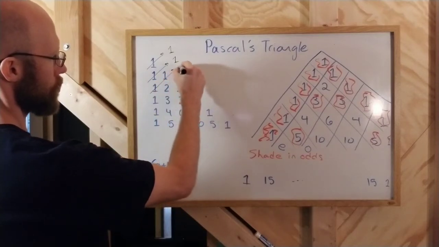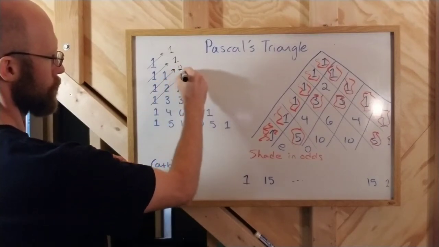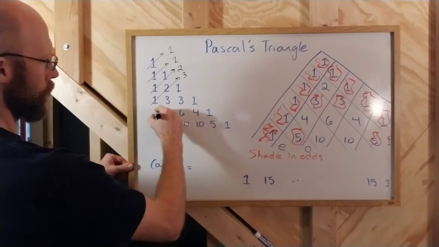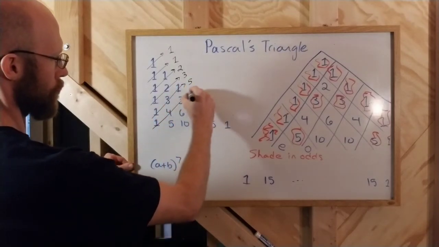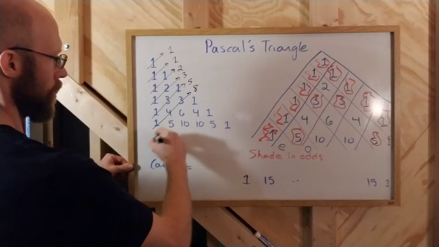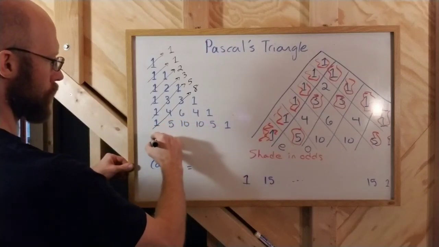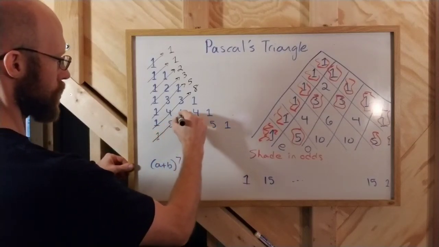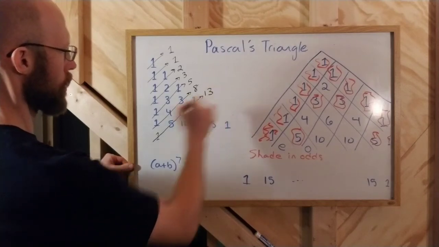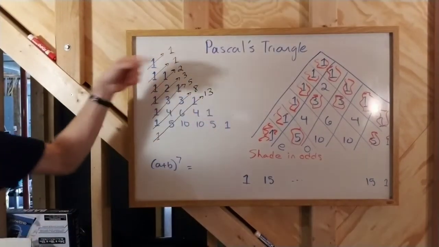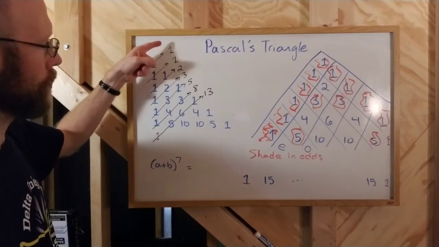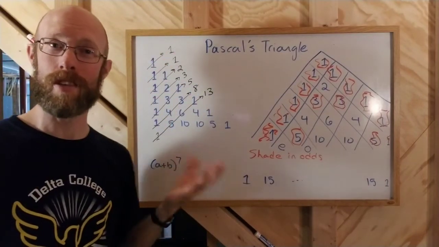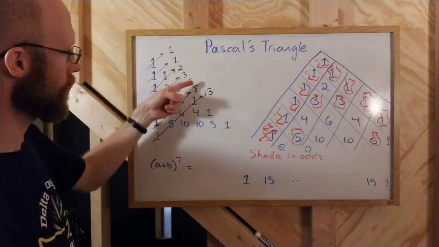1 and 1 makes 2. 1 and 2 makes 3. 1, 3 and 1 makes 5. 1, 4 and 3 makes 8. There'll be another 1 down here, so it's 1, 5, 6, and 1 makes 13. And you can see on those diagonals going up that you end up with the Fibonacci sequence, right? 1, 1, 2, 3, 5, 8, 13.